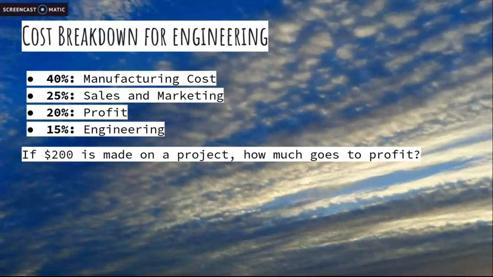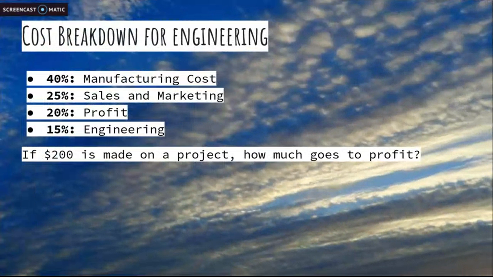So here's a cost breakdown for engineering. Cost is a major thing to think about when manufacturing and using materials. 40% of engineering costs are manufacturing costs, 25% are sales and marketing, 20% is for profit. So at least that's not that bad of a profit. Typically, the higher the profit, probably the higher that it costs. But it depends on the situation.